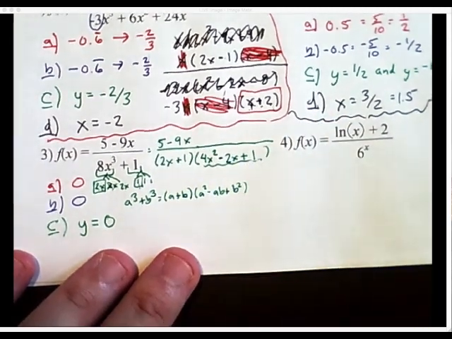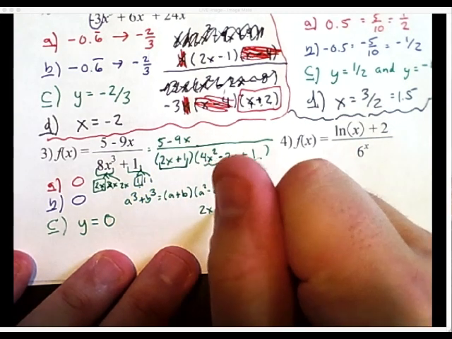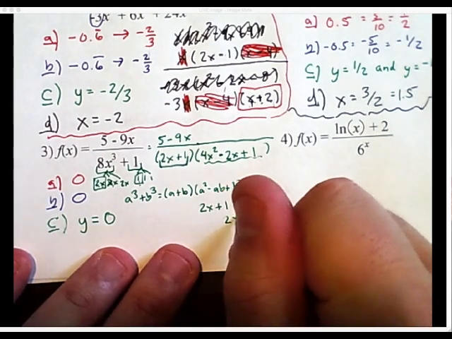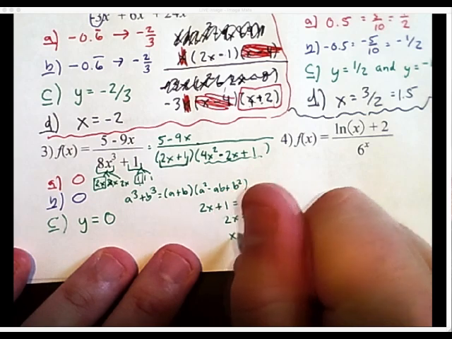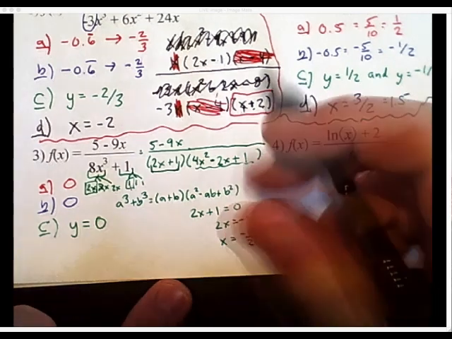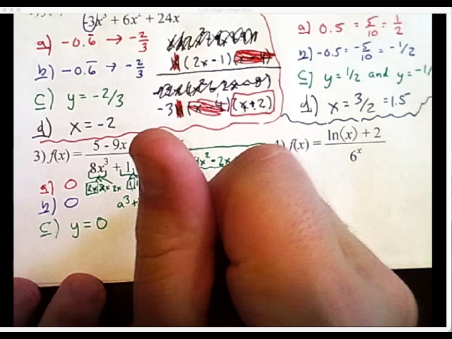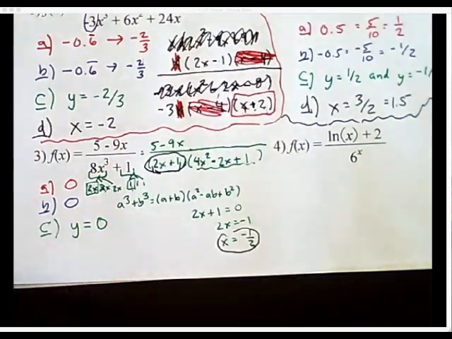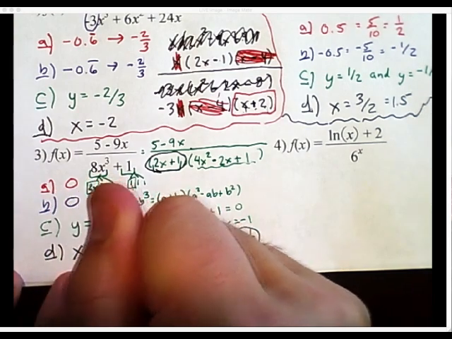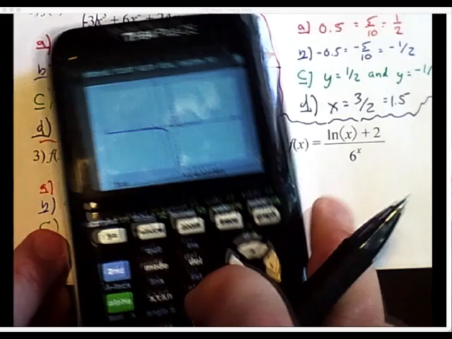It never can. So what would make this thing 0? So take 2x plus 1, set it equal to 0, and solve it for x. So subtract 1 from both sides, and then divide by 2. Okay. So this right here is the equation of the vertical asymptote. That's what value would make this parenthesis equal to 0. So part D, the vertical asymptote falls at negative 1/2. And from the graph, that looks appropriate.